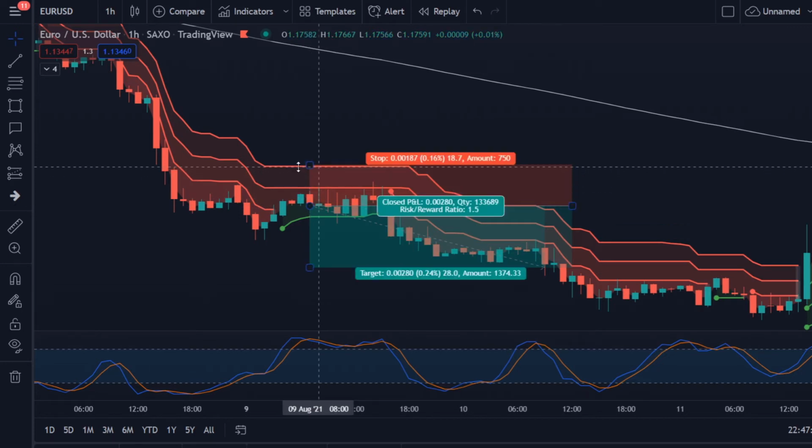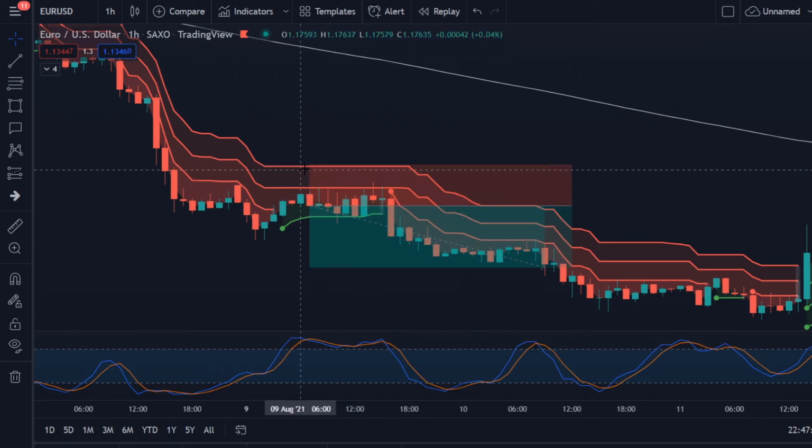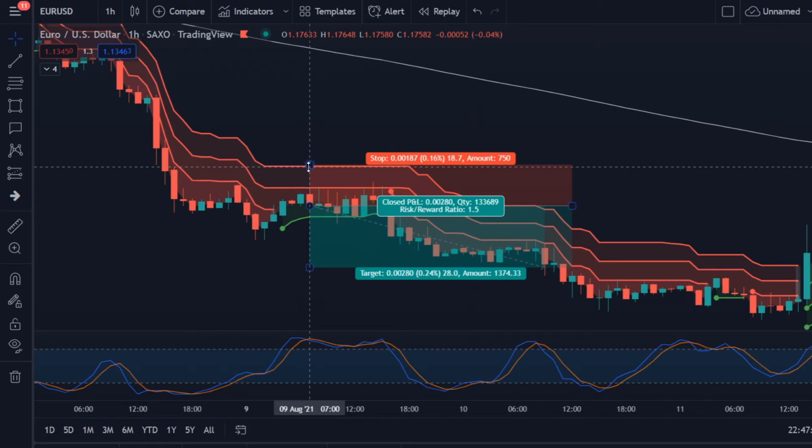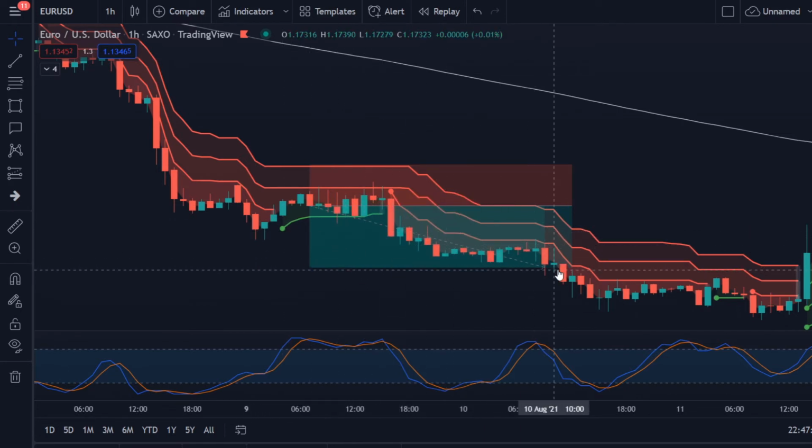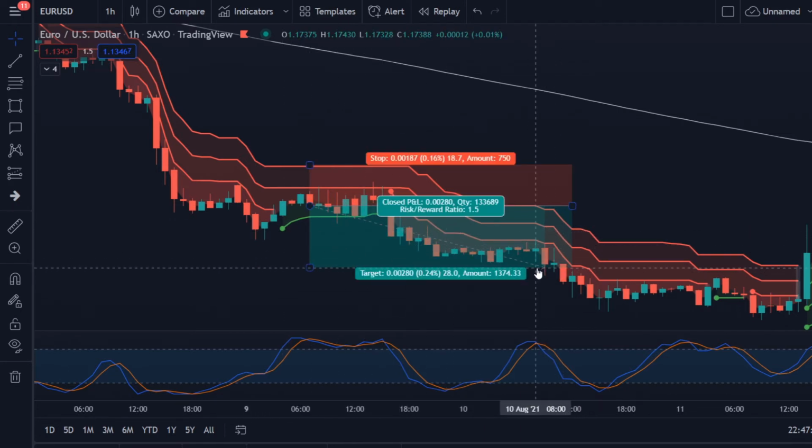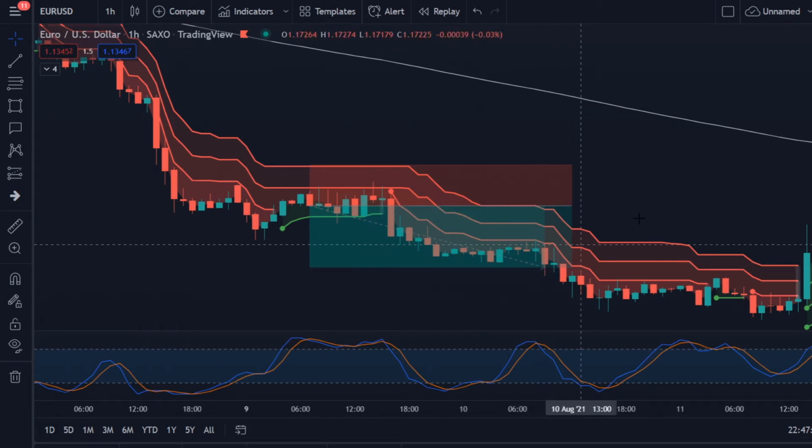We place our stop loss on top of the highest super trend indicator, which is about here. And then we take a 1.5 to 1 risk reward ratio, which means that this trade turned out to be a nice winner. Let me show you another example.